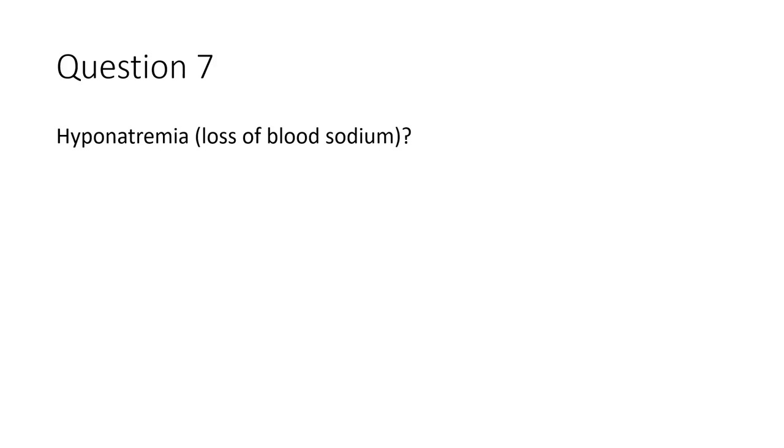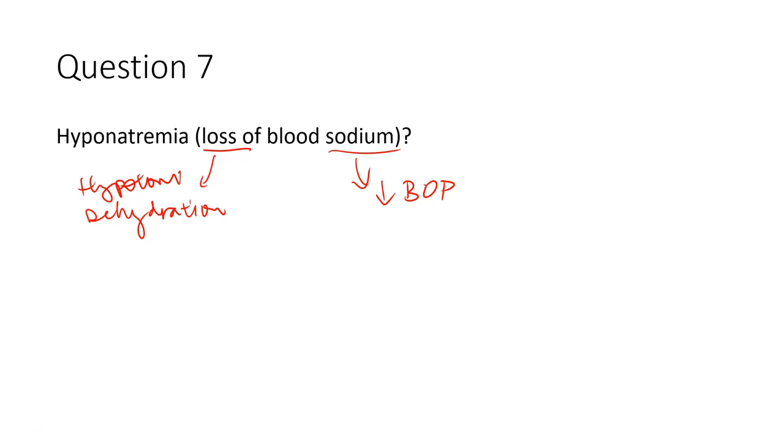Let's talk about this condition, hyponatremia. It is a loss of blood sodium. So loss tells me what? Overhydration or dehydration? Dehydration. Blood sodium tells me we're dealing with a particular type of pressure in the blood, and it is blood osmotic pressure. So we lose blood osmotic pressure. Now that I know we're losing solutes and proteins, I know that this is a form of hypotonic dehydration.